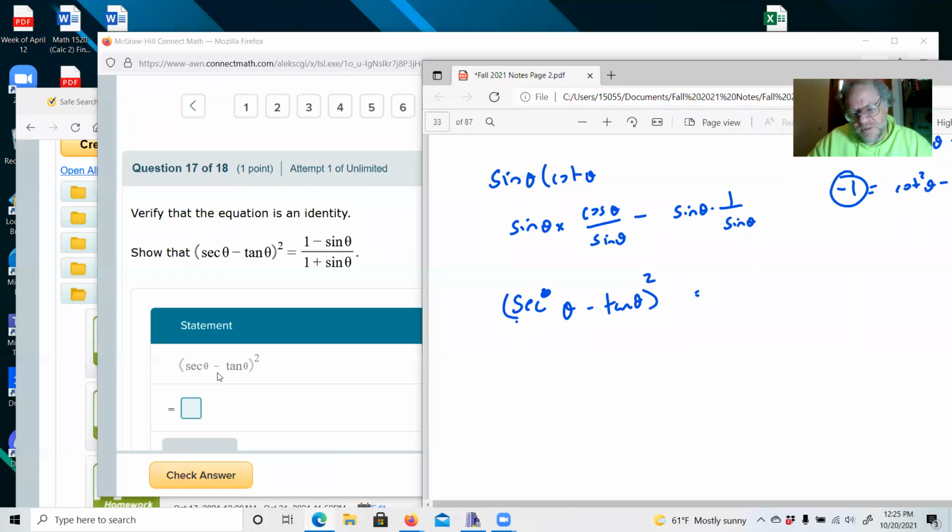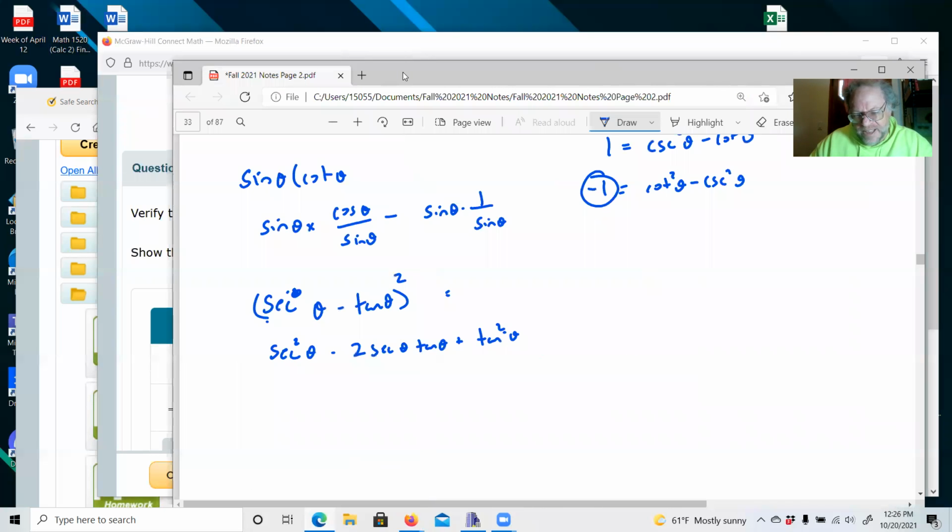Okay, it's not a bad rule, but I usually like to give students a little bit more freedom. So let's square that out. That's going to be secant squared theta minus 2 secant theta tangent theta plus tangent squared theta. Now let's look at this and say, remember sine squared plus cosine squared equals 1. Divide everybody by cosine squared. So we have tangent squared plus 1 is equal to secant squared.